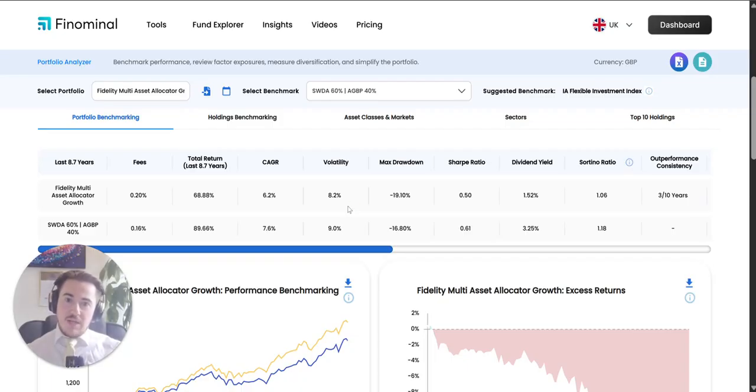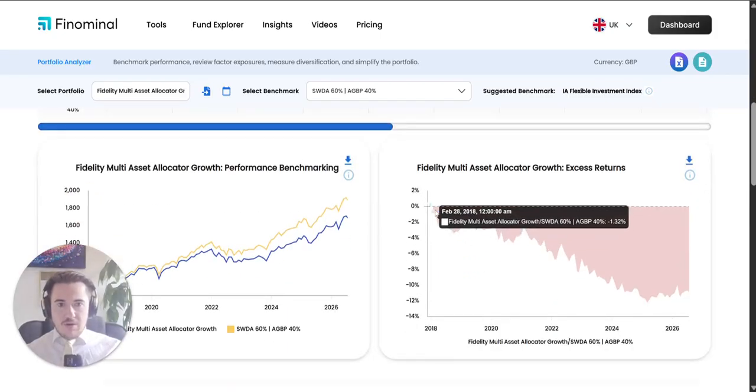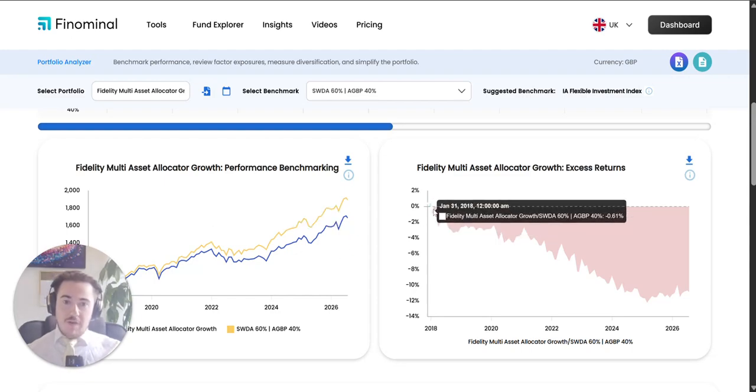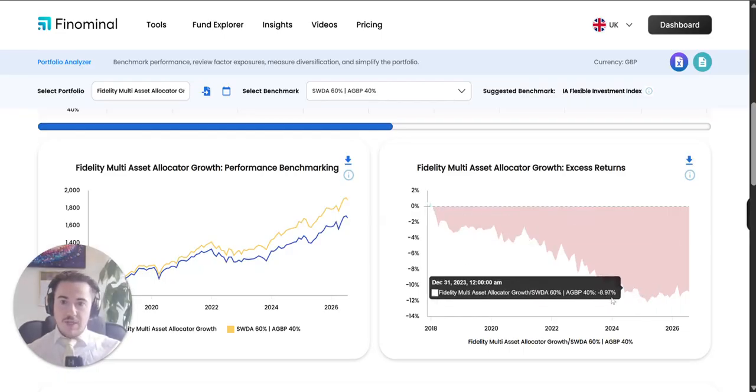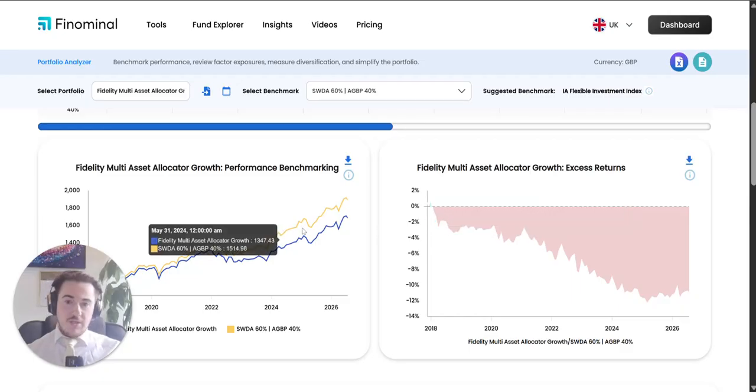And we have also seen a lower Sharpe for the portfolio, 0.5 versus 0.61 for the benchmark. Noting on dividend yield, 1.52% for the portfolio versus 3.25% for the benchmark. So across every single metric we're reviewing there, we can see the portfolio fall short of the benchmark. Other than that, on volatility, where we have seen slightly less volatility for the portfolio than the benchmark. Noting on excess returns against that benchmark, effectively from the initial time period we're looking at here, it's underperformed that of a 60-40 portfolio from the start, so that's certainly worth noting.